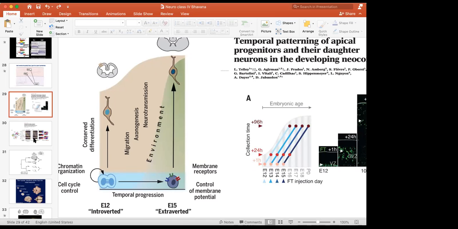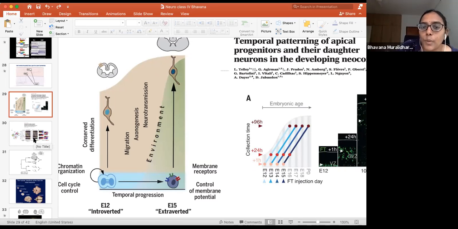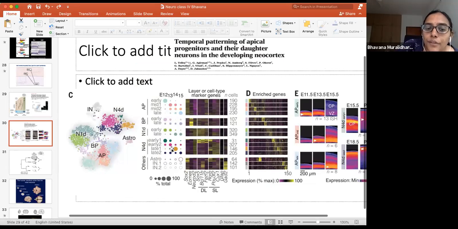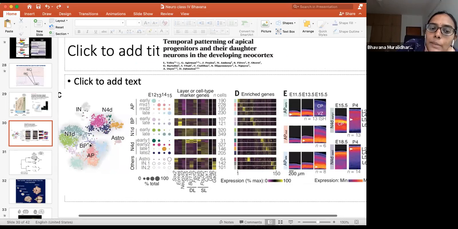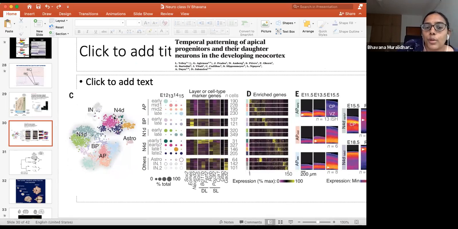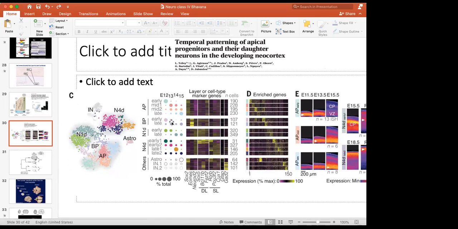There are many take-home messages from this, but I just wanted to keep it very brief and simple. And you're right in the sense that each stage has a characteristic signature. It goes from an AP-BP to a newly born neuron to a post-mitotic neuron, and each of them has very characteristic signatures.